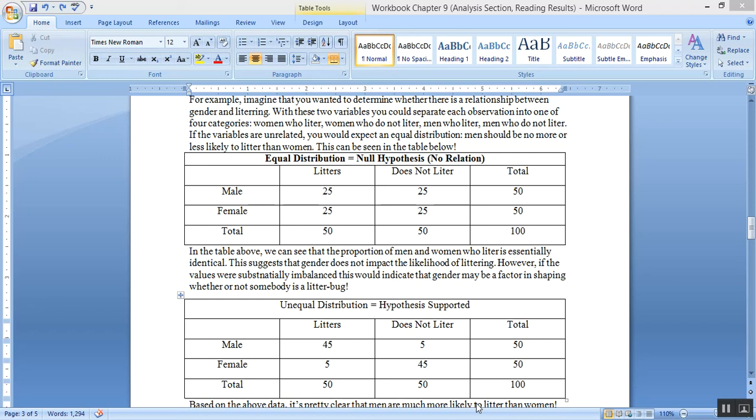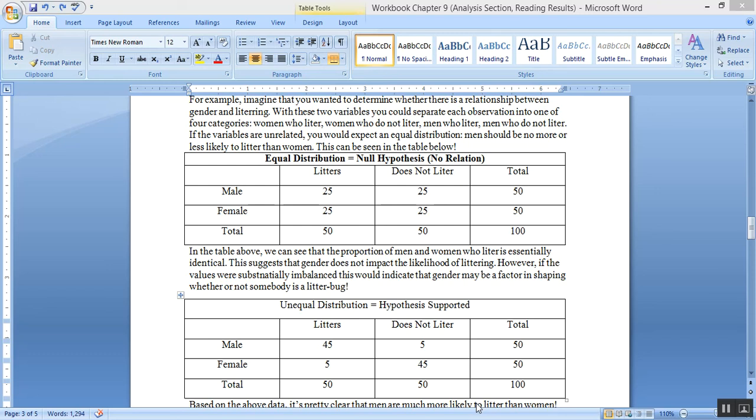So if you were to manually, by hand, carry out a cross-tabulation, a simple chi-squared test for two variables, each of which are sorted into distinct categories or measured at the nominal level of measurement, this is what you would have.